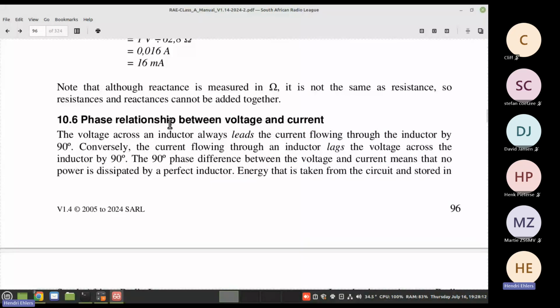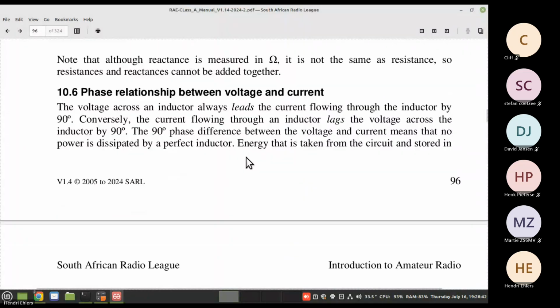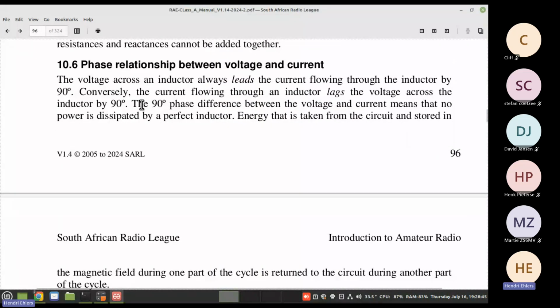Right, the phase relationship. Voltage across the inductor leads the current. It's because you've got to build the magnetic field first, and then when the voltage goes down, the current flows through the inductor, so it's lagging by 90 degrees. The current lags the voltage across the inductor by 90 degrees. So there's a 90 degrees phase difference between the voltage and the current.